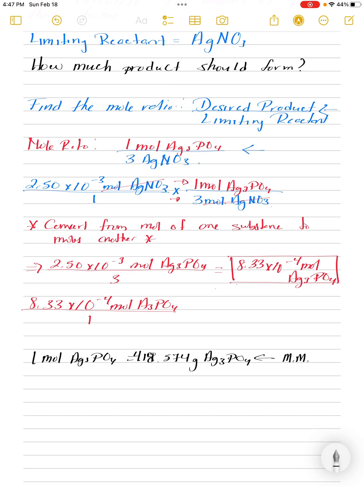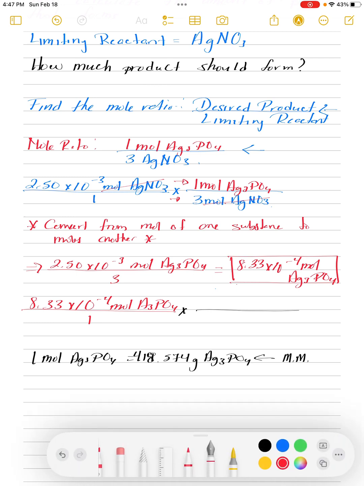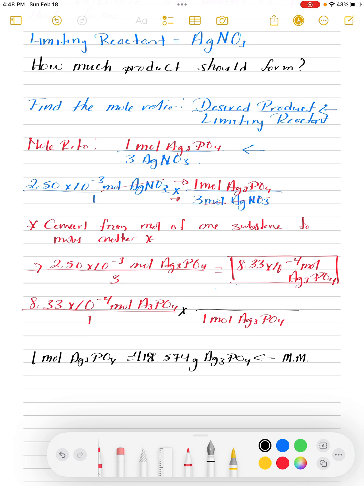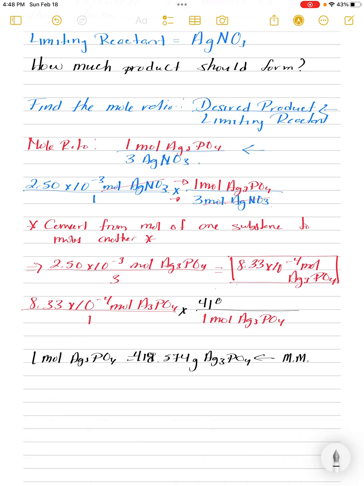The molar mass allows me to convert from moles of one substance to the grams of that substance, because the molar mass is the mass of that substance, or 1 mole of that substance, right? So all I got to do then is figure out which one I'm going to put on top, which one I'm going to put on bottom. Okay, so in this case, 1 mole of silver phosphate has a mass of 418.574 grams of silver phosphate.